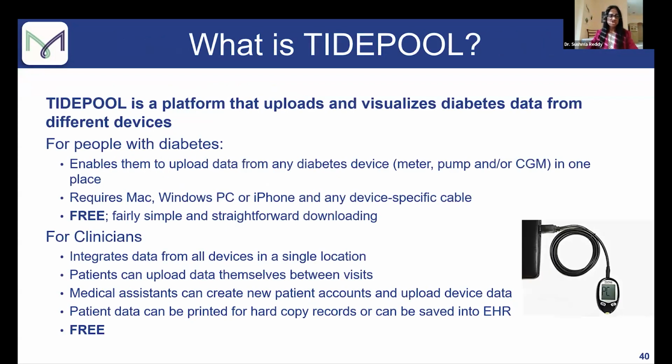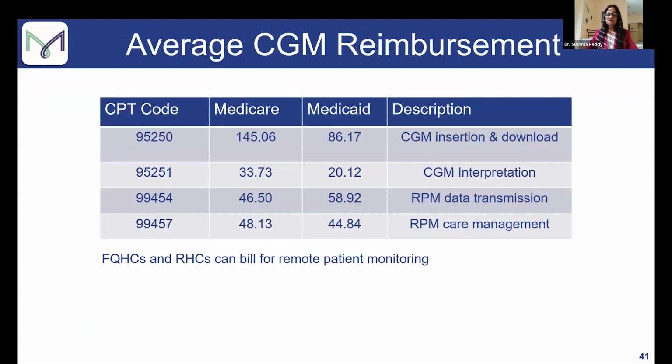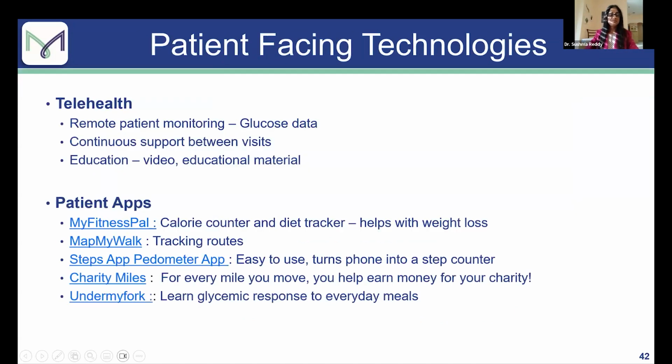So here's some more information about Tidepool and how this platform is good for both patients and for clinicians. Here's some data on the reimbursement, and you can see that if the cost for a sensor for the office is $59 and you're inserting, Medicaid does pay for it, both the insertion and the interpretation, and there's codes for RPM or remote patient monitoring as well.